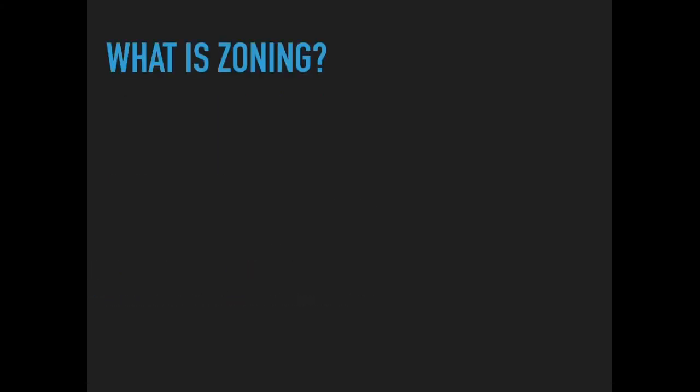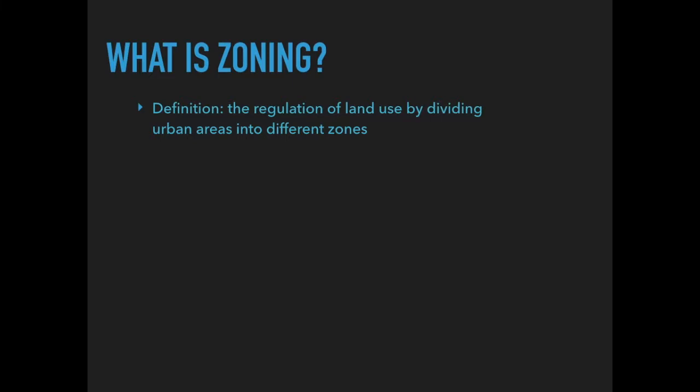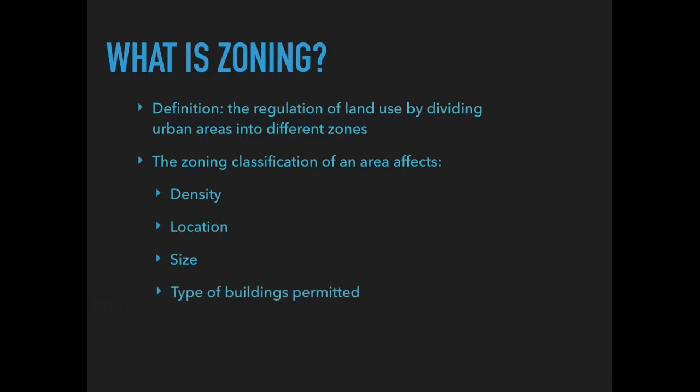What is zoning? Zoning is the regulation of land use by dividing urban areas into different zones. I will discuss the different zoning classifications in a moment. The zoning classification of an area affects the density, location, size, and type of buildings that are permitted there. The zoning map shows how land is classified.